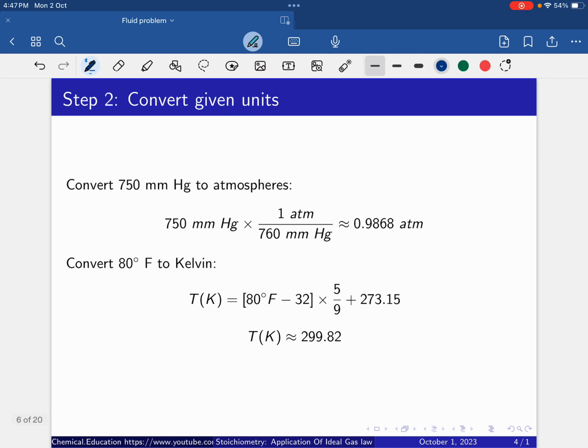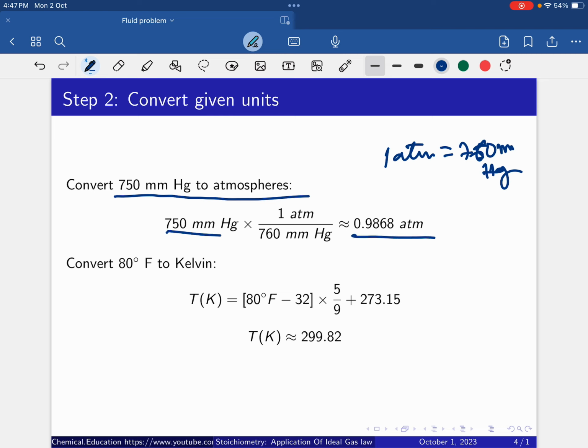Second, convert 750 mmHg to atmospheric pressure, and we know 1 atm is equal to 760 mmHg. Now 750 mmHg in atmospheres means 750 by 760, so that will be 0.9868 atm. Now convert 80 degree Fahrenheit to Kelvin, so we can convert to Celsius and then convert to Kelvin.